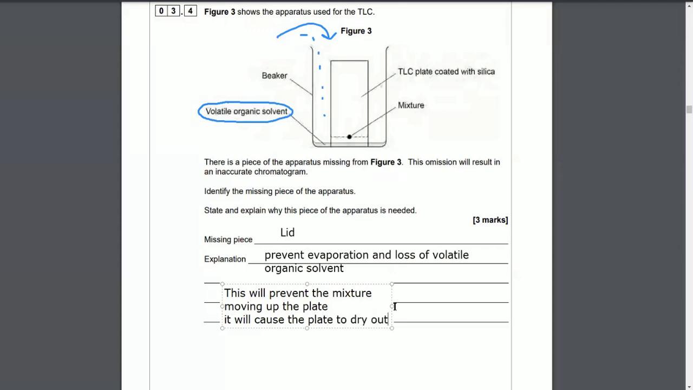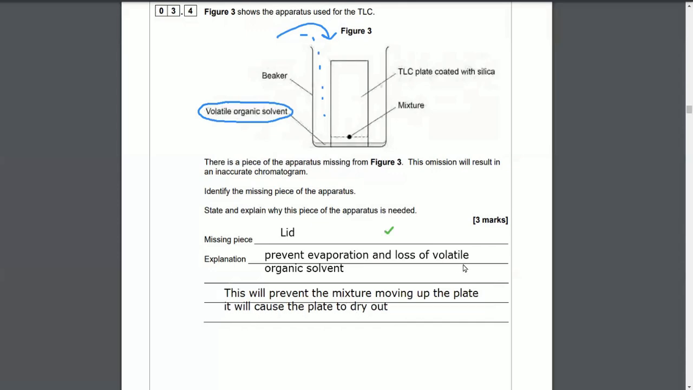So if the plate gets dry, then the mixture is no longer going to move up the plate, and we're not going to get a proper distance for the solvent front, or we're not going to be able to calculate the RF value accurately. Okay, so there we go. Let's put those marks in.